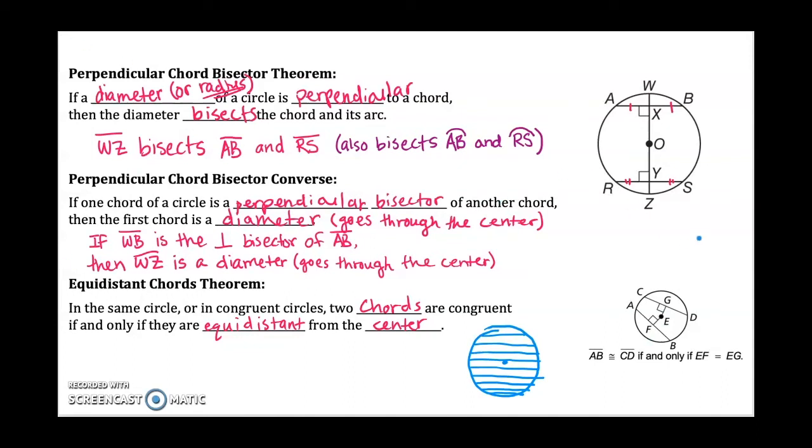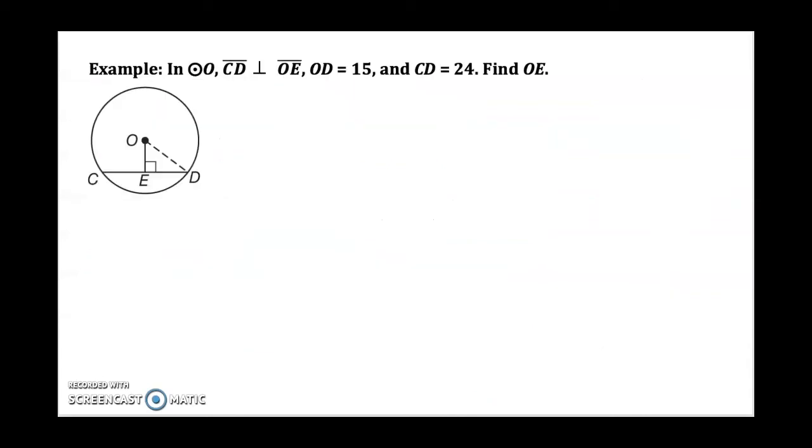Also worth mentioning, before we try the problem, because this goes through the center and is perpendicular to this, that would actually also apply our other theorem. So I would know that those two parts are congruent because it should be bisecting that chord. So there's another quick thought. So let's look at this in action here. In this example, in circle O, CD is perpendicular to OE, OD is equal to 15, and the length of CD is equal to 24. So we want to find the length of OE. Let's call that X. So it looks kind of like I've got a right triangle going here.